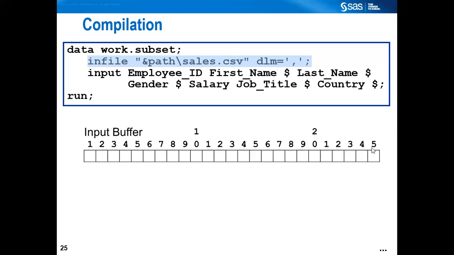Okay, it will create an input buffer. Then when it hits the input statement, pay attention. Now the records have to be converted into observations, so SAS has to create the PDV. The PDV is created when it hits the input statement.